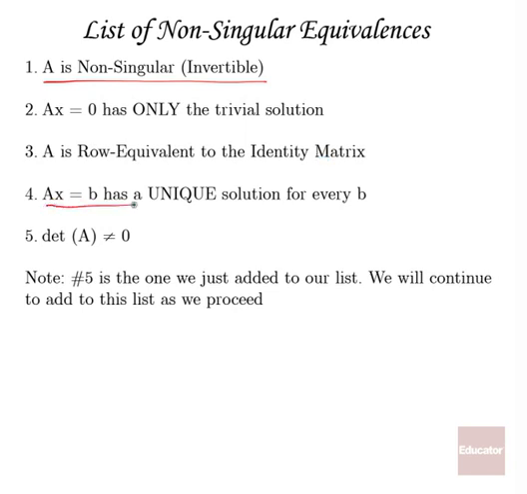AX equals B has a unique solution for every B. So if I have an n by n matrix A, and I know that the determinant is not 0, that means the inverse exists. I know that the non-homogeneous system has a unique solution, not an infinite number of them, and not no solution. And of course the last one, which is the one we did today: if A is non-singular, invertible, that's the same as the determinant not being equal to 0.